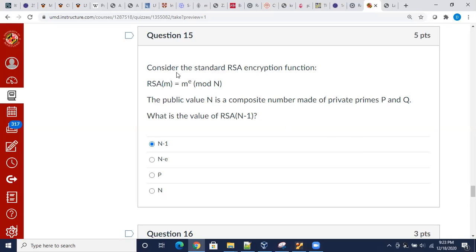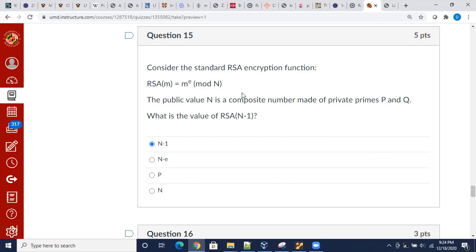We are given an RSA encryption function, RSA of m, which means m power e mod n. e and n are public values of the recipient of the message. The sender will take the m that he wants to send, use the public key e and n to encrypt it and send it to the recipient. Okay, the recipient will decrypt it using the decryption function.